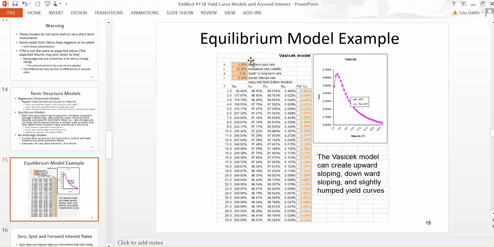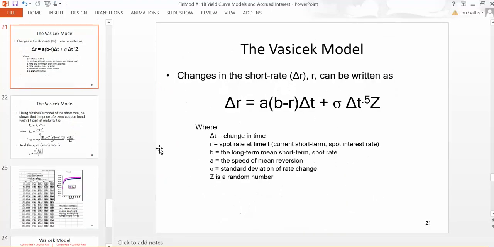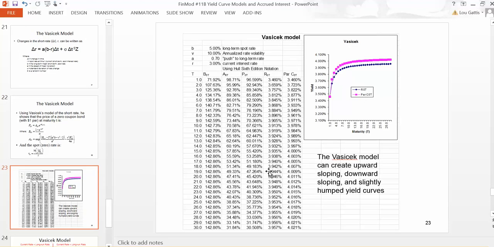And someone has figured out the mathematics, made some more assumptions. One of the big assumptions is that changes in the short rate follow a random walk process and are normally distributed with mean reversion. And they were able to work out the mathematics. Actually, if you go into my appendix, which I'm not going to go back into, you can see a little bit of the detail of this model, of the model of the short rate and equations that it uses. So Vasicek can use that information and derive, just from those four parameters using equations, an entire yield curve.